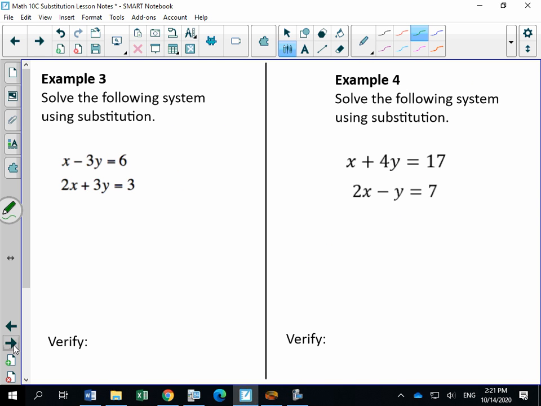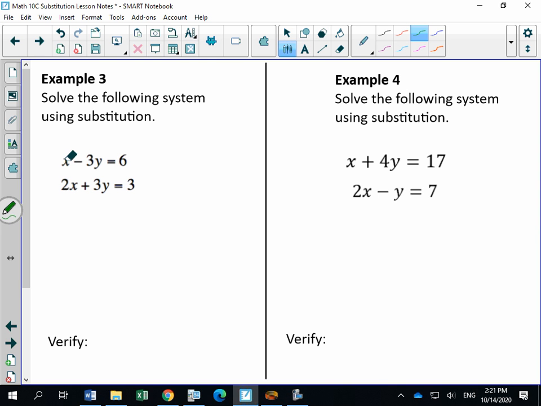The majority of your substitution questions are going to be set up either like class example 3 or class example 4. Neither of these have solved an x or a y for you. So what you always want to do is scan both systems, and ask yourself, which system could I solve for one of the letters in only one move? And that is going to be this first system here.